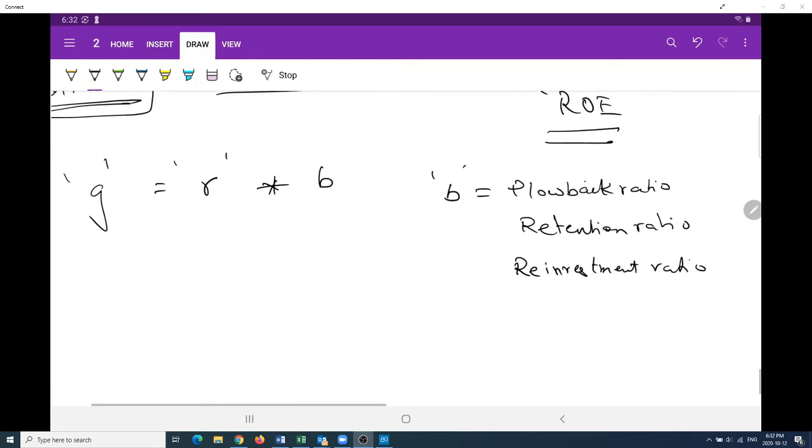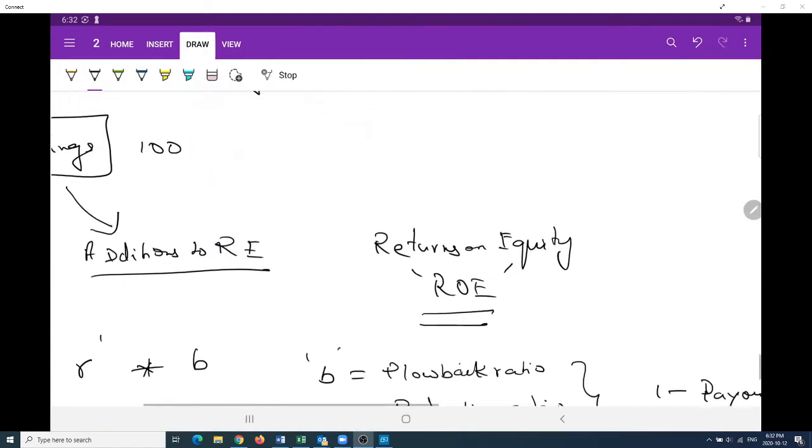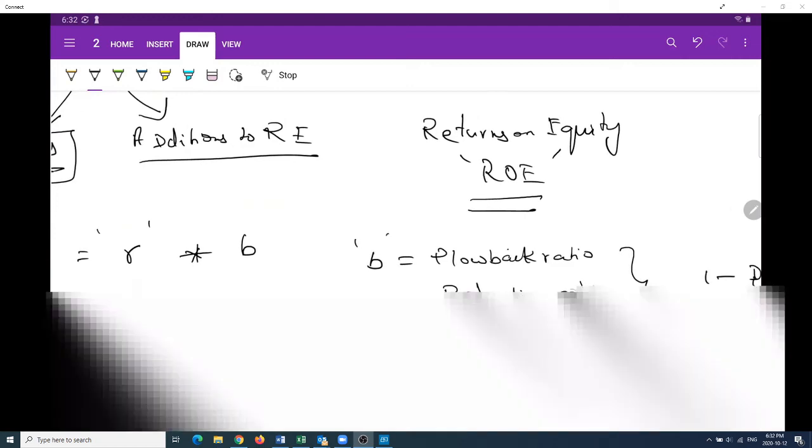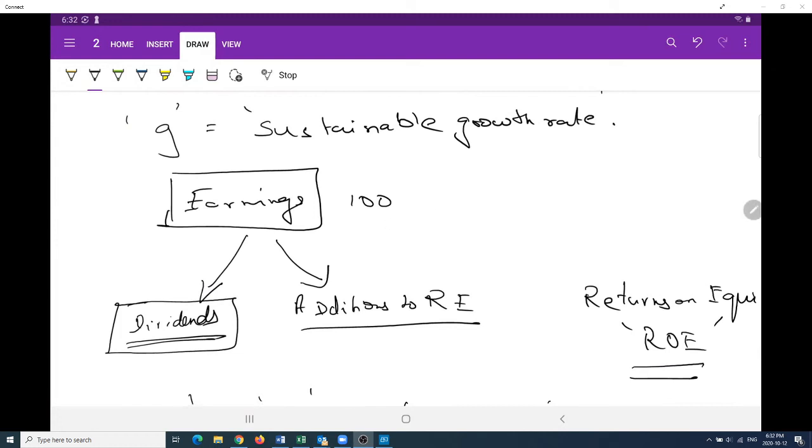Okay? And what are these ratios again? These ratios are just what you could call 1 minus the payout ratio. Okay? So let's try and put some numbers to all these ratios. So you earn $100 in earnings, and let's say you pay out $50 in dividends. $50 is being paid in dividends. That means you have another $50 to reinvest into the firm.